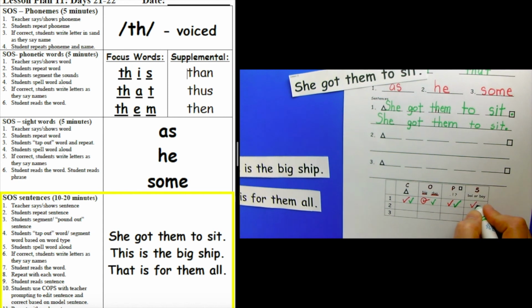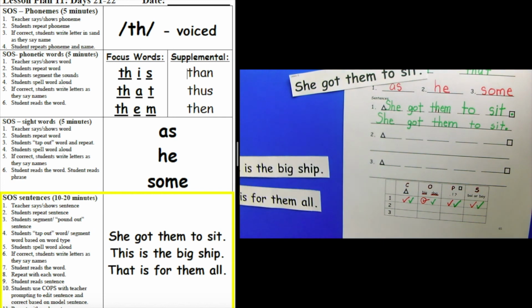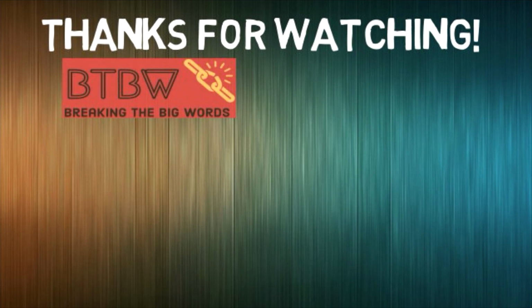So by the end of one sentence, we have 2 check marks in each of those boxes. Now, I'm not going to go through each of the other 2 sentences because they can take a little time. You notice this section can take 10 to 20 minutes depending on your level of student and how you can pace that lesson. Remember, there are lots of other videos for breaking the big words, and there will be many more to come for SOS to Encode.